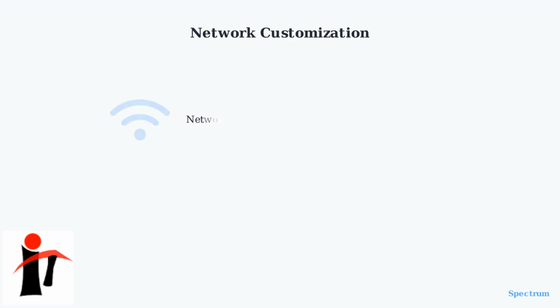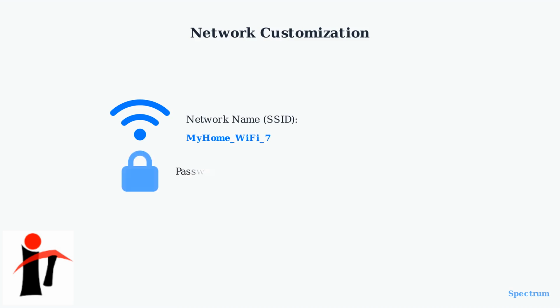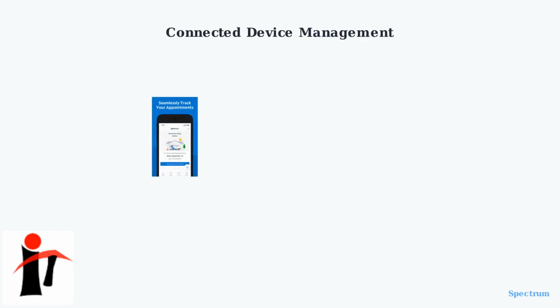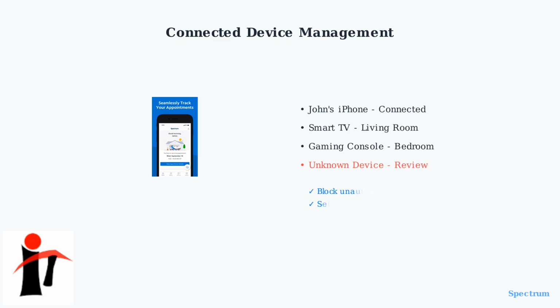Once you have access to your Spectrum Wi-Fi 7 router settings, the first priority is customizing your network for security. Your Wi-Fi network name, called the SSID, and password should be changed from the default settings to protect your network. The My Spectrum app provides an intuitive interface for managing your network. You can view all connected devices, monitor their activity, and ensure only authorized devices have access to your network.